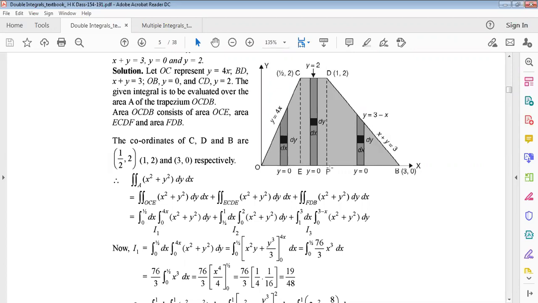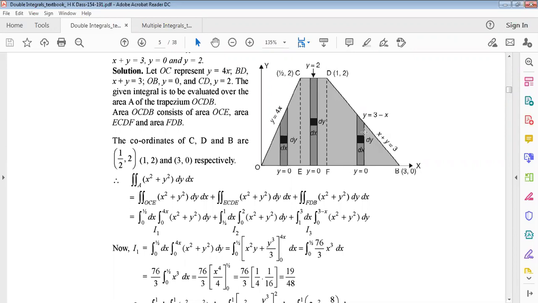And this x value, this 1 x value. So half to 1, half to 1 will be the x limits. First integration, x limits will be half to 1, lower limit and upper limit. Now y limits, what will be? Y limits actually here 0, and 0 to what? Y equals to what here? 2. This is why y limits will be 0 to 2 for the rectangle ECDE.